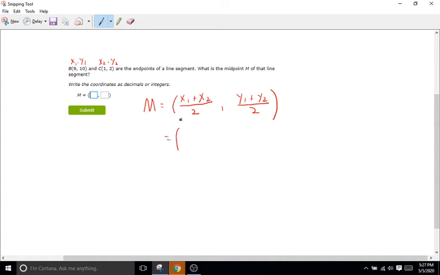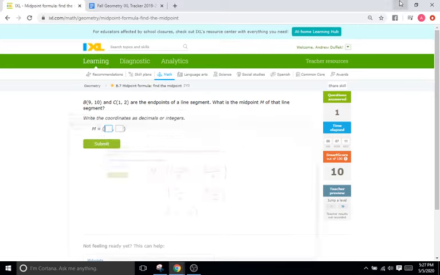Now we'll just plug them in. So x1, 9, plus x2, which is 1, over 2, comma, y1, which is 10, plus y2, which is 2, all over 2. Okay, so our coordinate is going to be 10 divided by 2 is 5, and then 12 divided by 2 is 6. So it's going to be 5 comma 6. That's going to be our coordinate point.